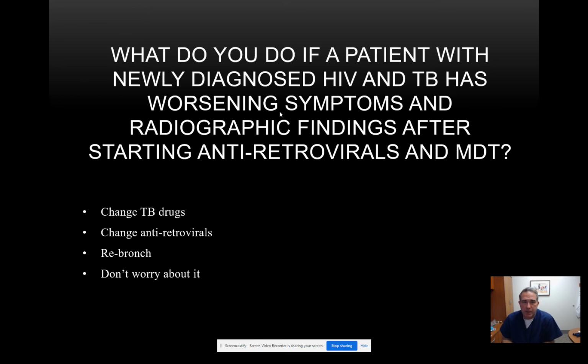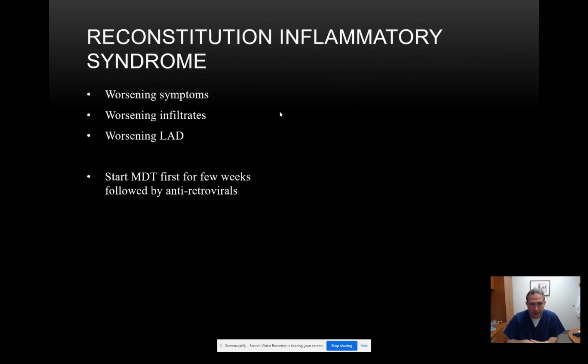Good. So what do you do if a patient has newly diagnosed HIV? So just came in, has active TB, and gets diagnosed with HIV because of this diagnosis. And they start them with antiretrovirals, and they feel a lot worse, and the imaging gets worse. So do you change the drugs? Do you change antivirals? Do you rebronch them, or do you not worry about it? The answer is don't worry about it.